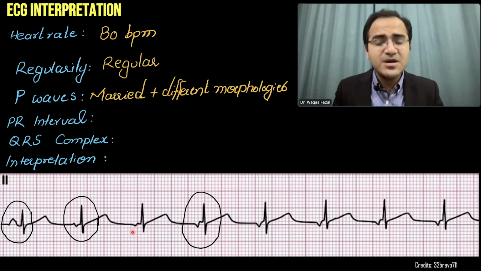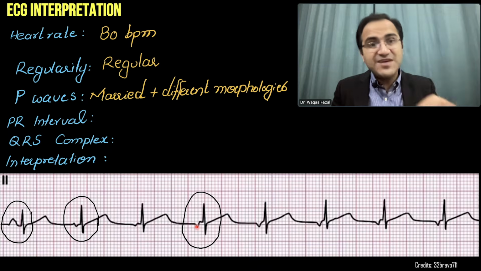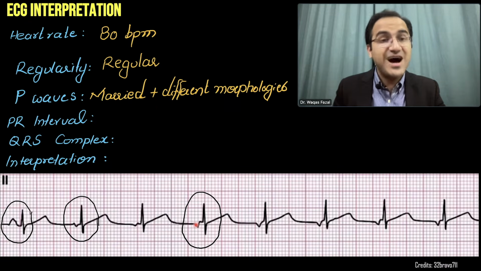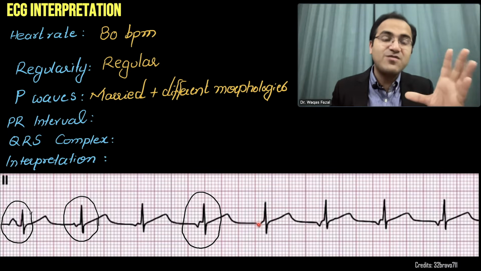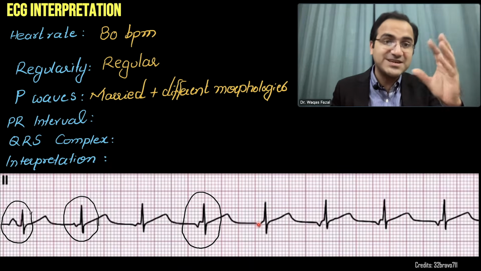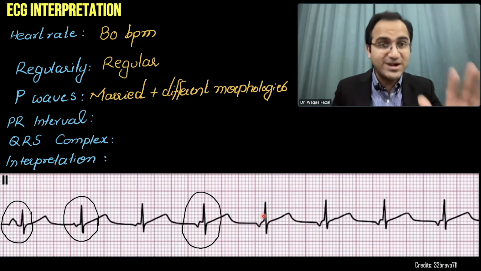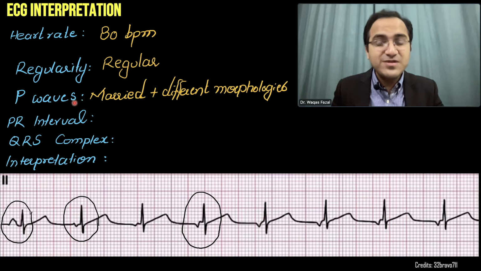Now if you look, the P waves are present. Although P waves have different morphologies, the P waves are present and P waves are followed by the QRS complexes. There is not even a single P wave which is not followed by a QRS complex. It means that these P waves are actually causing depolarization of the ventricles. Wherever these electrical signals are coming from, they are causing depolarization of the ventricles. So P waves are married to the QRS complexes, but they have different morphologies.